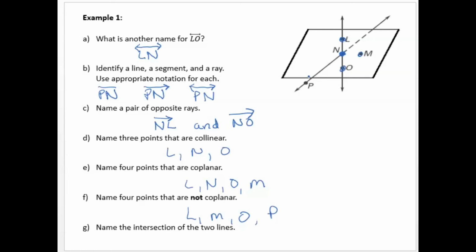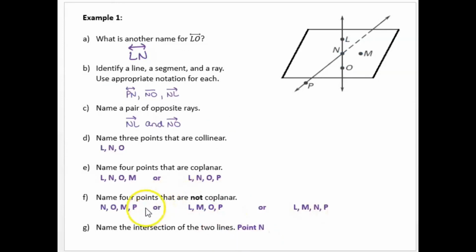And then for G, name the intersection of the two lines. So the intersection of the two lines would be point N. So if you want, you could put point in front, but just N would also be acceptable. Also, one last thing that I want to mention is that for letter E, you could have either said LNOM, or you could have actually said LNOP as 4 points that are coplanar.